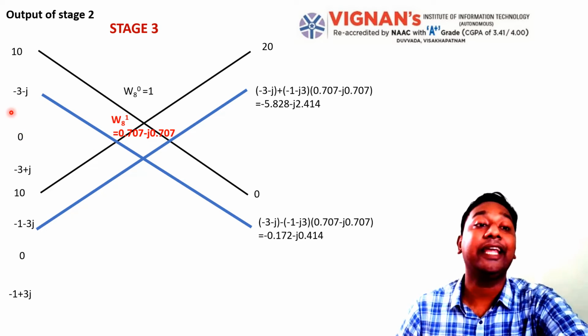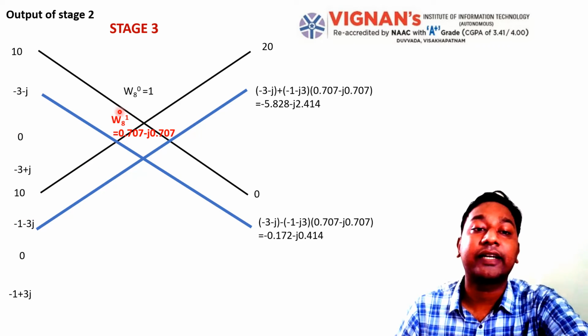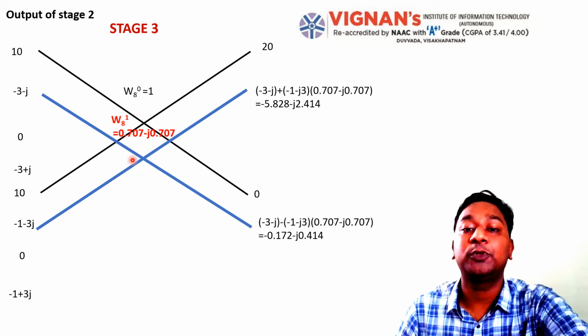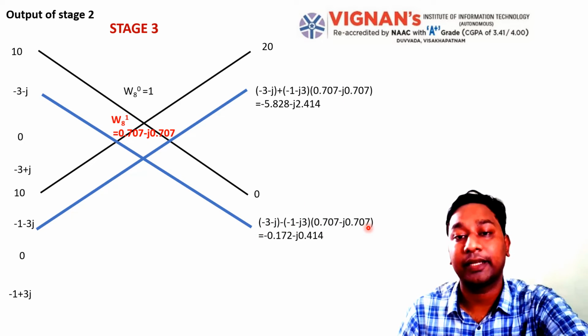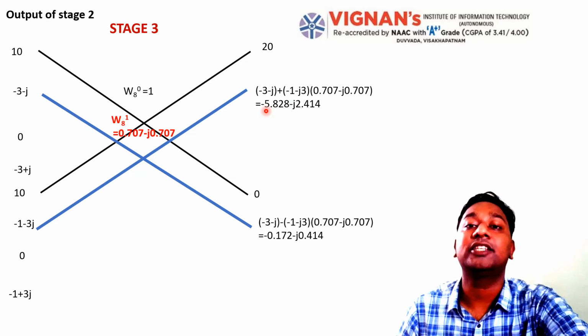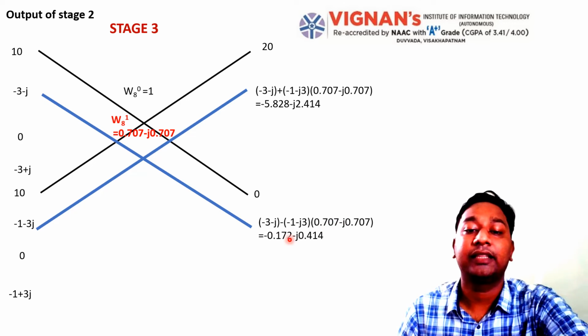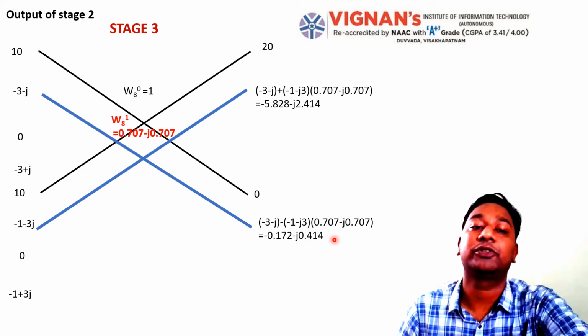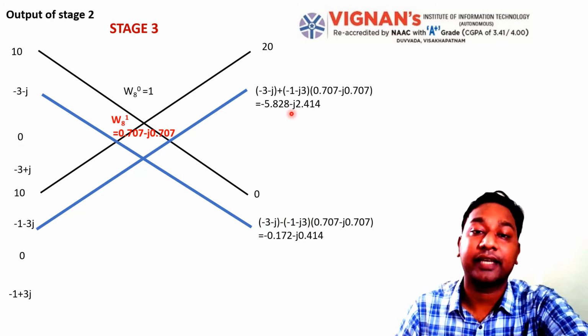So here the inputs are minus 3 minus j and minus 1 minus 3j, and the twiddle factor is omega to the power 1. So the output will be a plus b into omega to the power k, as well as a minus b into omega to the power k. So a plus b omega to the power k, the value is minus 5.828 minus j 2.414. Similarly a minus b omega to the power k, the value is minus 0.172 minus j 0.414. So that is the completion of the second butterfly.